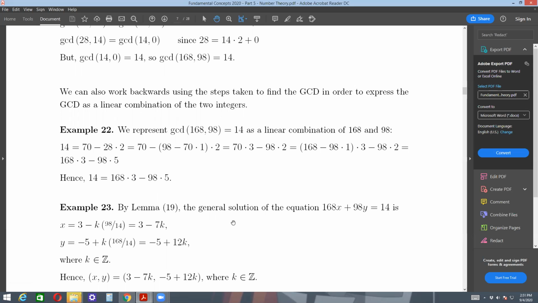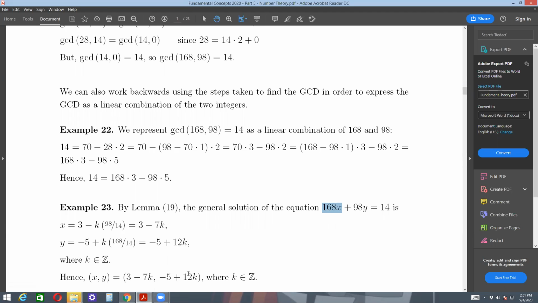Right? And remember, this is the equation we're looking at. For x, we're looking at the coefficient of y, the other term. So I have 98 divided by the GCD, which is 14. And then for y, I have the other term, which is 168 divided by the GCD, which is 14. So simplify that, you get these two expressions here, and this is the general solution.